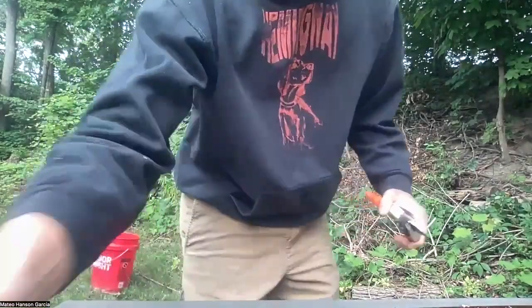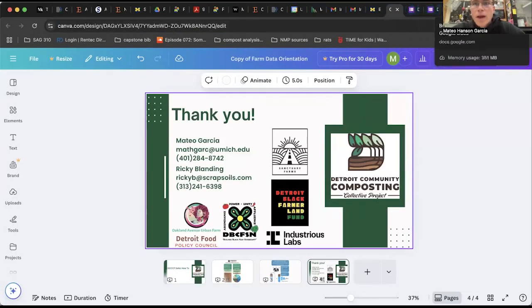Now, it's important to account for the weight of your bucket when you are measuring your feedstocks. So today, I'll also be measuring an empty bucket. And then to get the total weight of the feedstock, I subtract the weight of the empty bucket from the weight of my full bucket.